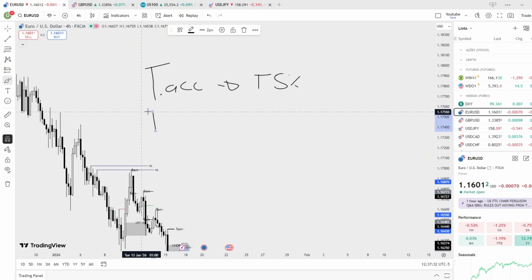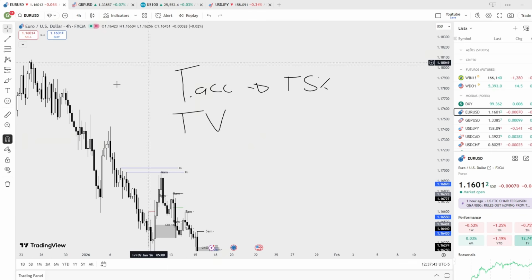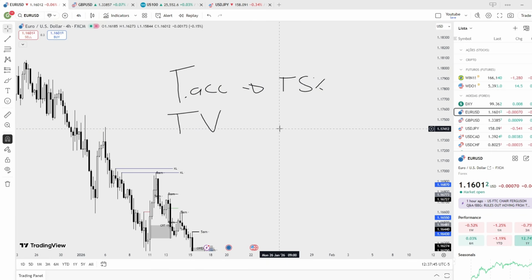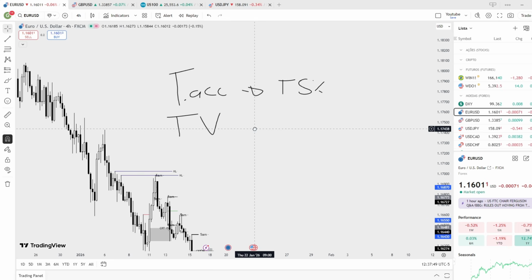The second thing you're going to need is TradingView. That's what I'm using here. If you don't use TradingView, go to the internet and type TradingView, and you're going to land on this page right here. You're going to use TradingView to do all your analysis.